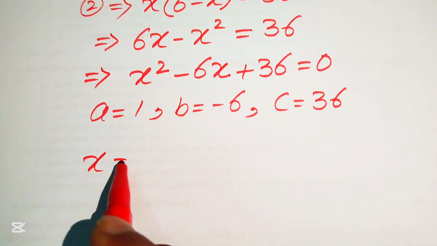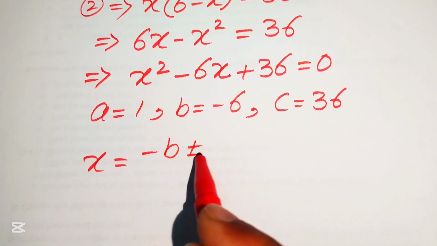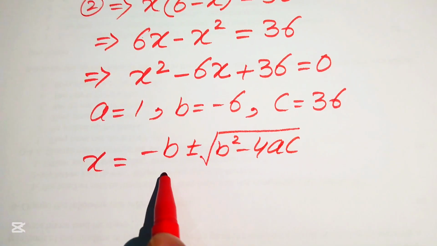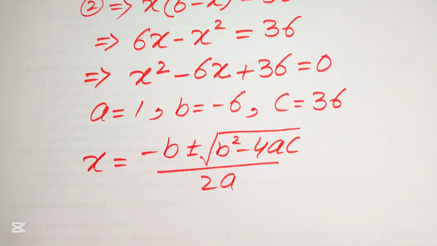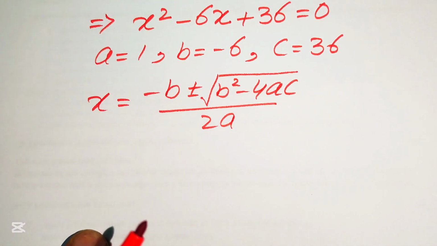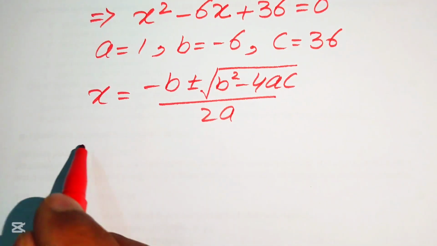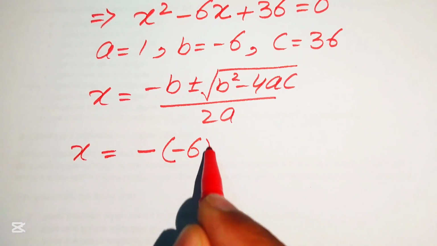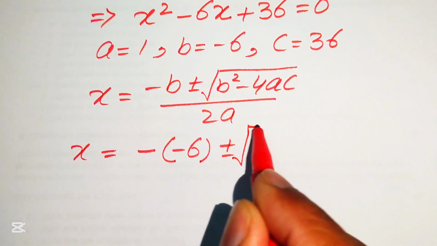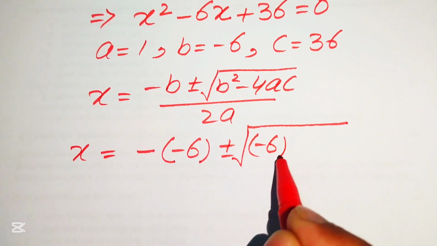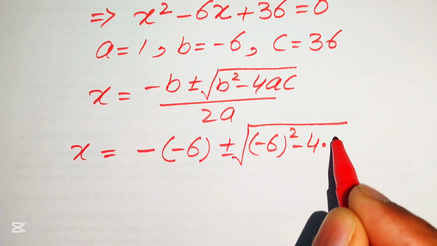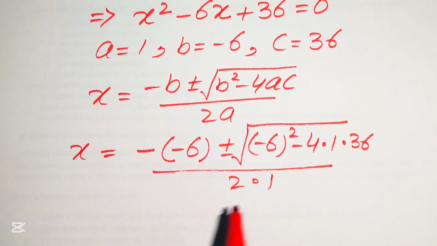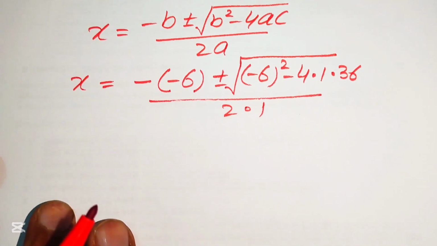The quadratic formula is stated as x equals minus b plus minus square root of b square minus 4ac, divided by 2a. This is our quadratic formula, and now we substitute the values of a, b and c here. It will be written as minus b, the value of b is minus 6, plus minus square root of b square, minus 6 square, minus 4 times a which is 1 and c which is 36, divided by 2 times a. So here our a equals 1.